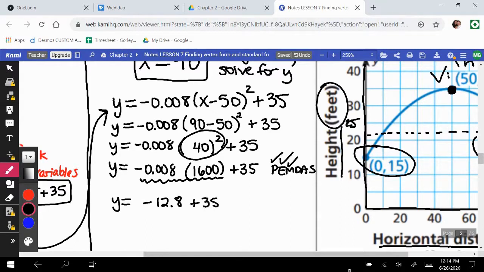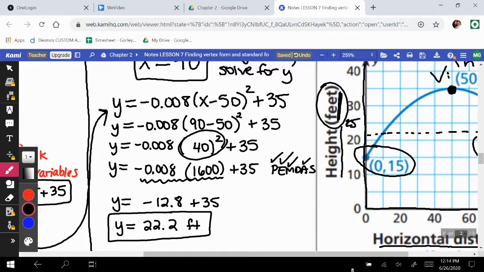And finally, we can do our addition, the plus 35, which is going to be 22.2. Okay, again, that represents the net height. Height is represented in feet, so I'm going to say that the net is 22.2 feet off the ground.